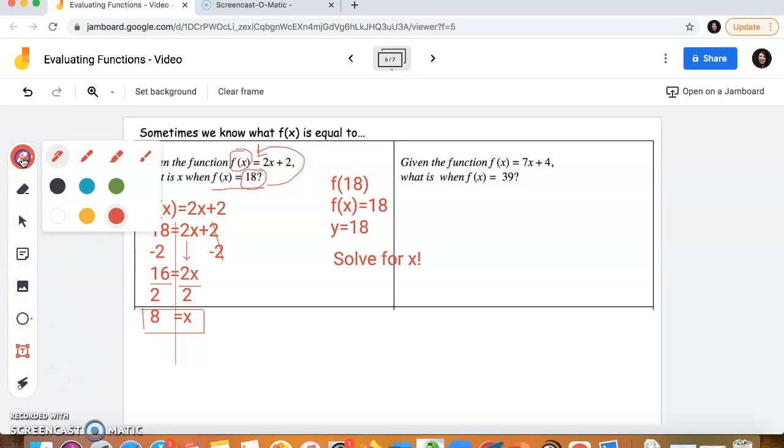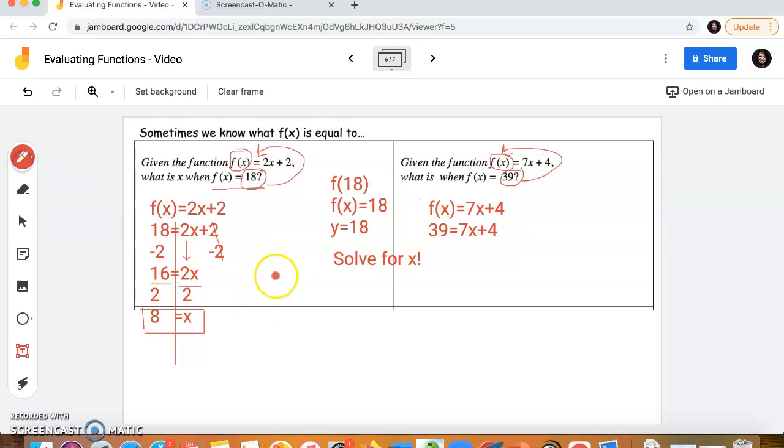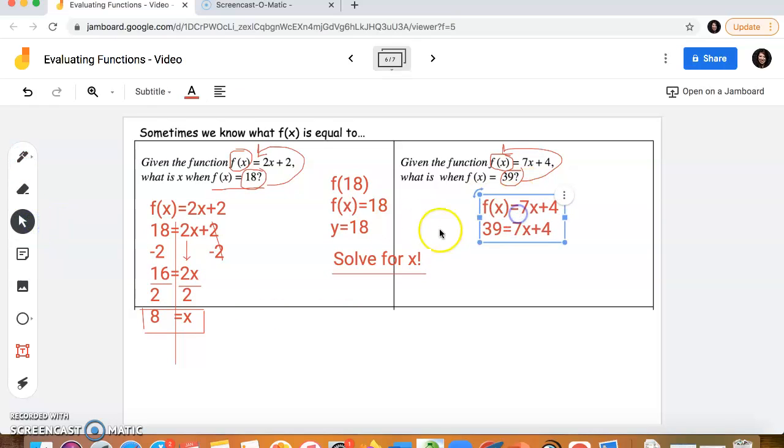So again, for the next problem, f of x equals 39. That means we're going to plug in 39 in here for f of x. So when we do that, we have f of x equals 7x plus 4, and then instead of f of x, we're going to write 39 equals 7x plus 4. And we're again going to solve the equation for x. I'm actually going to move this over, I feel like it's a little too close.